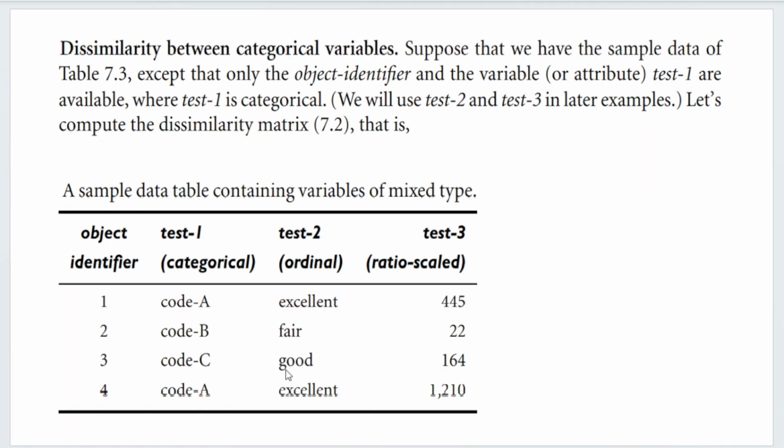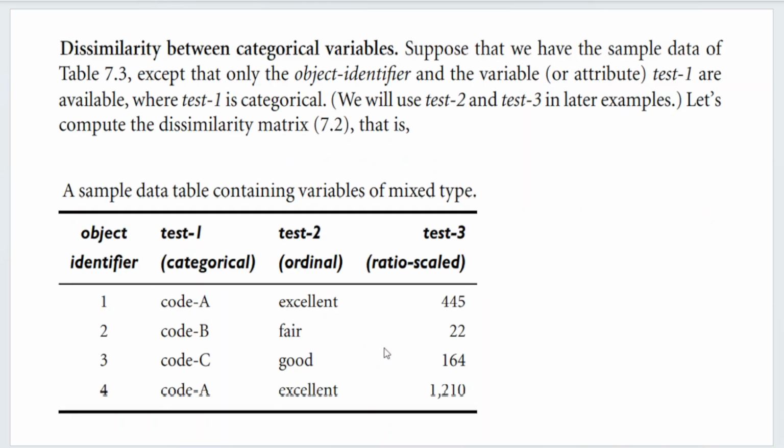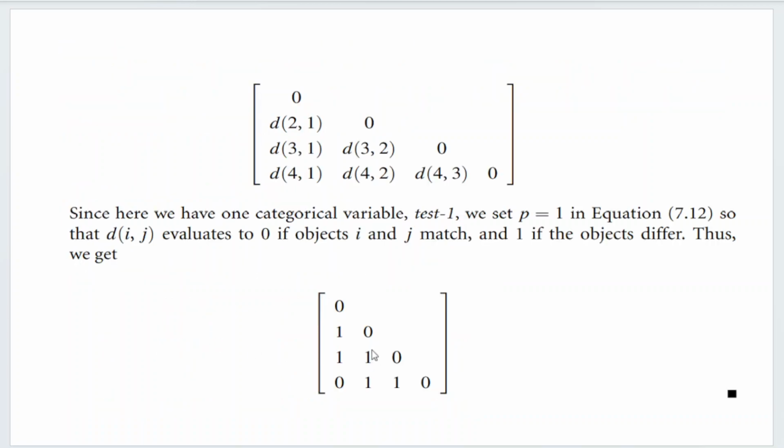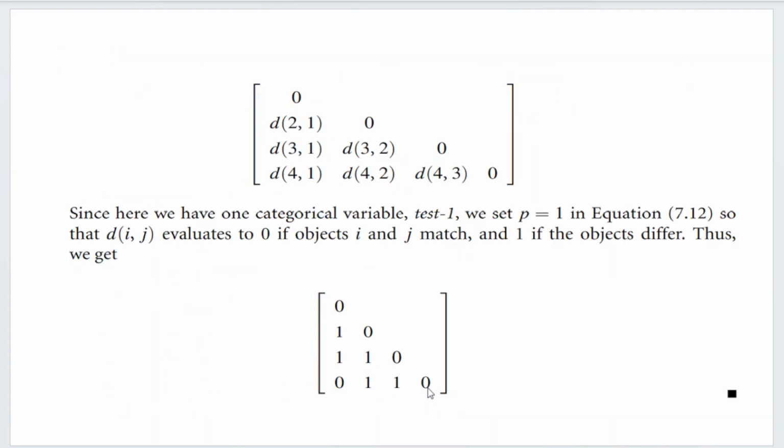Then what about 4 comma 1? Let's check 4 comma 1. Code A here and code A here. Both are matching, so I will keep the value as 0. Let us check the D of 3 comma 2. Here code C is there and code B is there. Both are different, so I will get the value 1. And for the D of 4 comma 2, again I will get the value 1, because both are different. B is there and here A is there. Like that we have to check for the categorical variables and figure out the dissimilarity matrices.